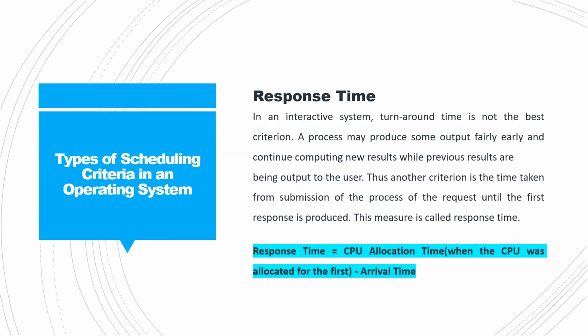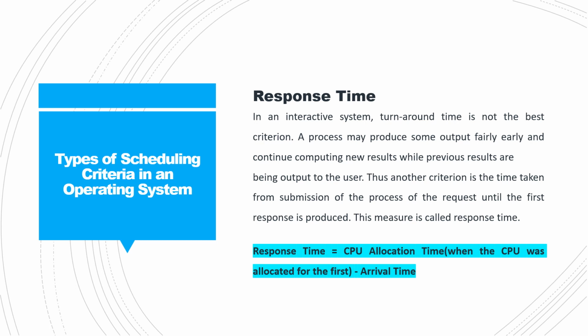Next, response time. In an interactive system, turnaround time is not the best criterion. A process may produce some output fairly early and continue computing new results while the previous results are being output to the user. Thus, another criterion is the time taken from the submission of a request until the first response is produced. This measurement is called response time.